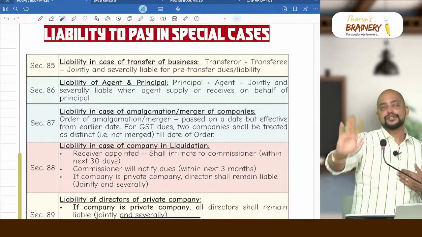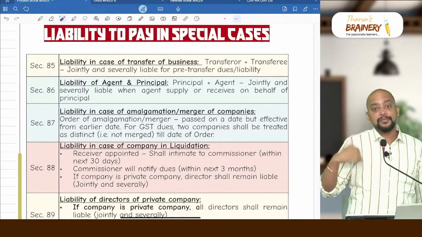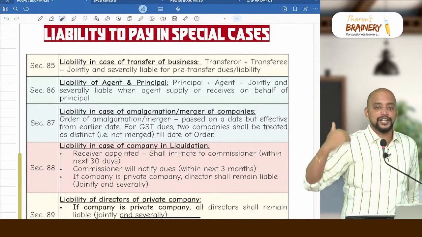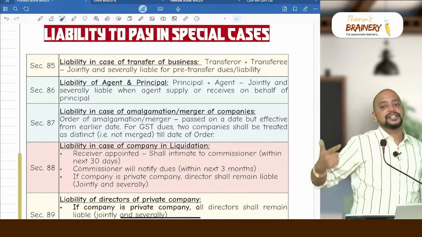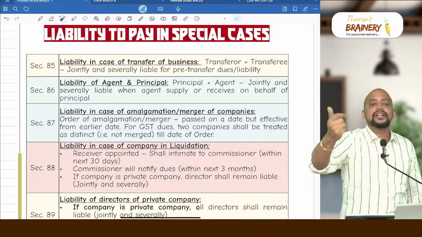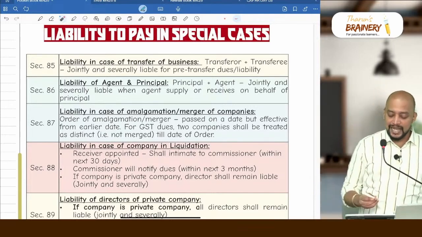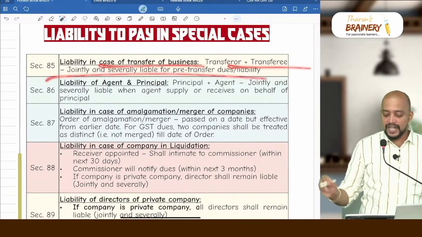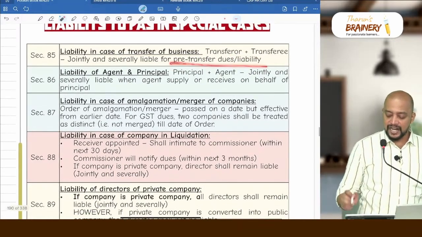So I am selling my business to you. Before the date of sale, logically I should bear the liability, but if there are any tax dues before the date of transfer, both transferor and transferee are jointly and severally liable for the dues. What if the business is transferred, and thereafter there are some GST dues? Only the transferee will be liable. So in case of transfer of business, transferor and transferee are jointly and severally liable to pay dues with respect to the pre-transfer period.